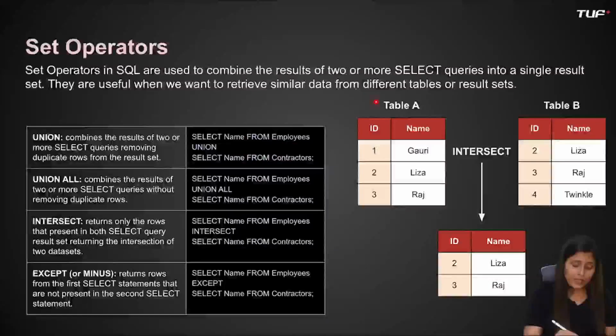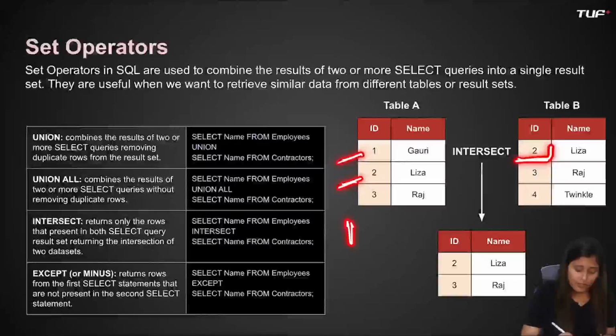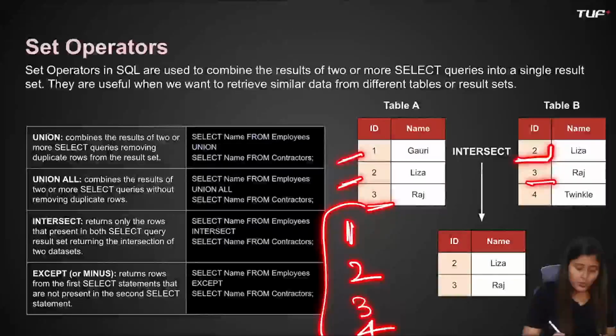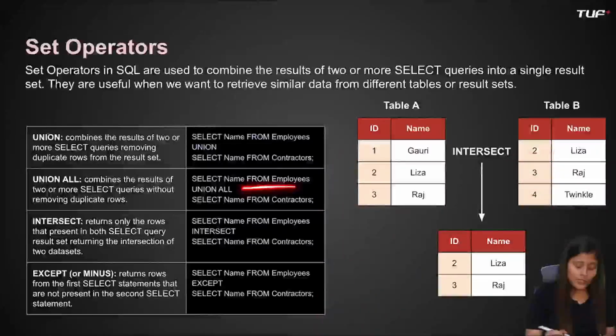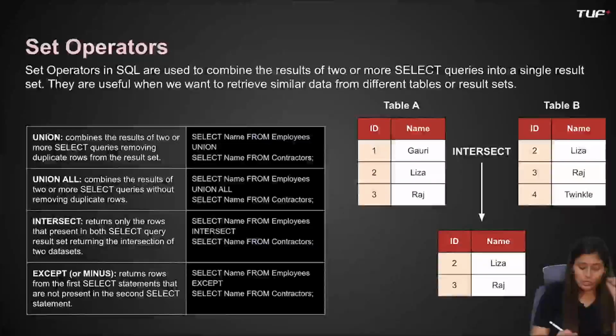Union basically says, let's suppose you have table A and table B. Union says you will be selecting ID 1. 2 is duplicated, so you will be selecting it one time, then 3 duplicated, one time, and then 4. This is what union means. Coming to union all, it says even if the duplicates are present multiple times, you will be selecting all of those. So it will be like 1, 2, 2, 3, 3, and 4. This is how it will look.